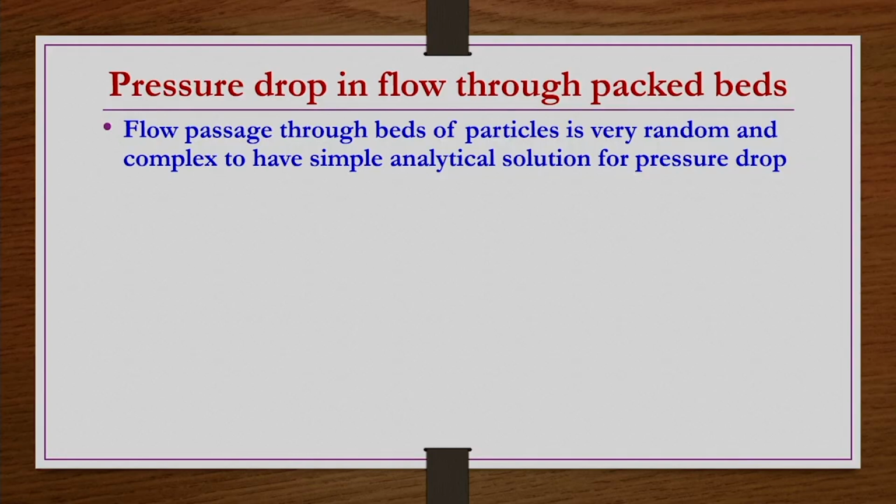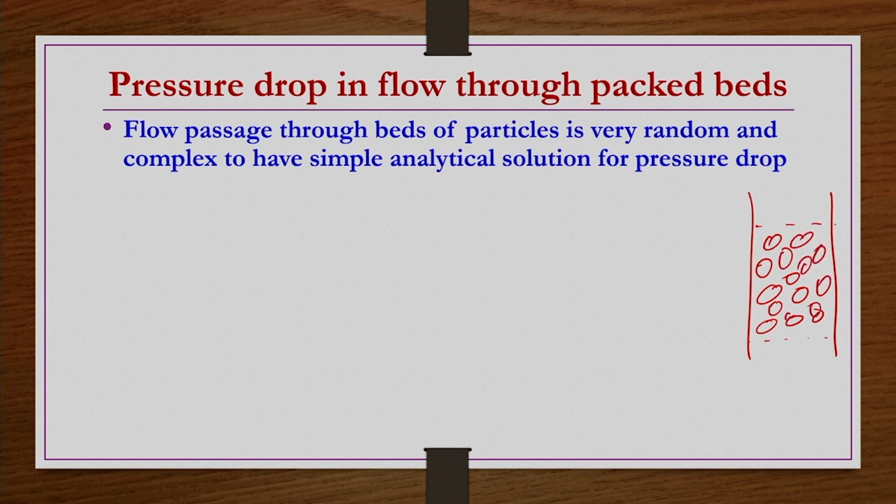Flow passage through beds of particles is very random and complex to have a simple analytical solution for pressure drop. If you have a simple pipe, we have already done the analysis of how to get the pressure drop, velocity profile, or volumetric flow rate versus pressure drop calculations. All those things we have already seen. Now we have particles, and the packing is like this, so much packing is there. Because of this packing, the flow is not uniform from one location to another.